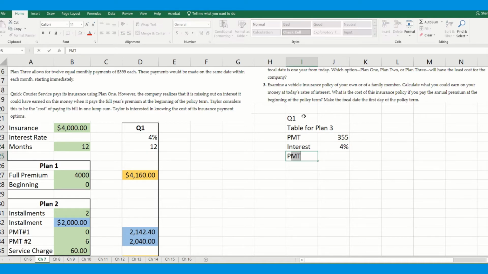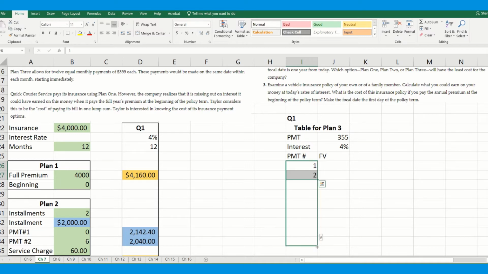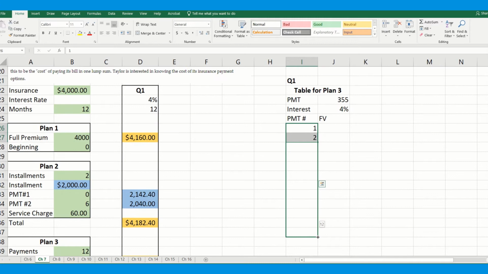So we would have our payment number. And then we're going to calculate what is the future value of that payment. Okay. So my payment, I'll just bold that, make it a little bit prettier, and I will merge and center that, maybe bold that as well. Okay, so I have payment number 1, payment number 2, etc. So what I'll do is highlight those two, and then I will use my fill and go down because I know I have 12 payments, okay? So I'm just going to go till it says 12.